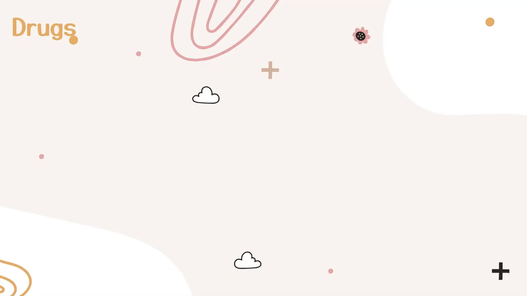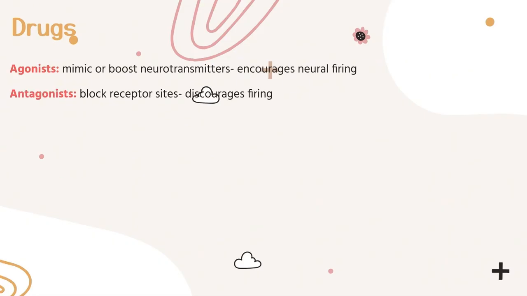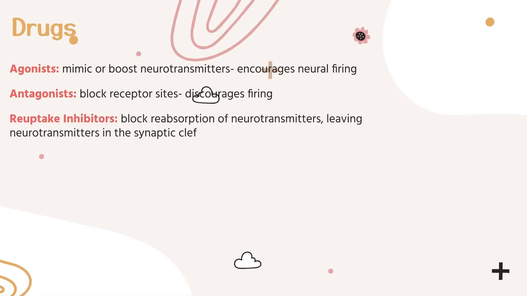Agonists mimic or boost neurotransmitters, encouraging neural firing. Antagonists block receptor sites, which discourages firing. Reuptake inhibitors block reabsorption of neurotransmitters, leaving neurotransmitters in the synaptic cleft.